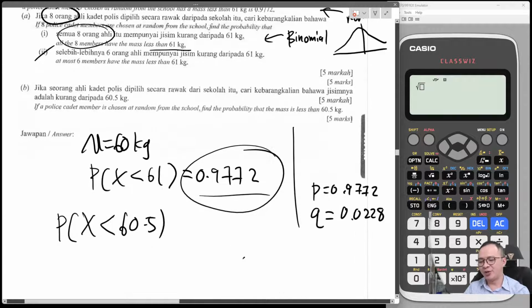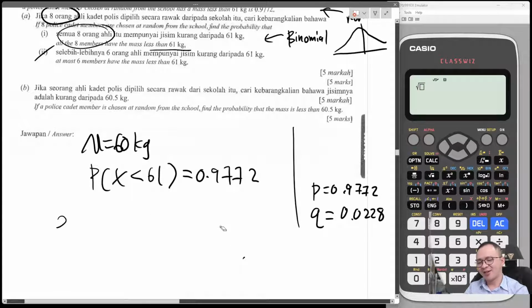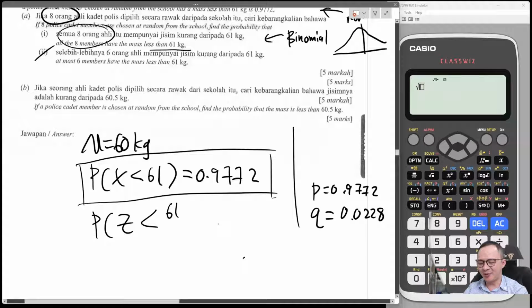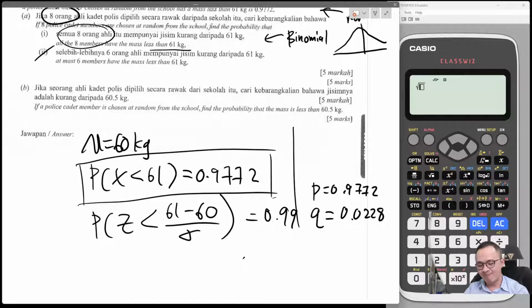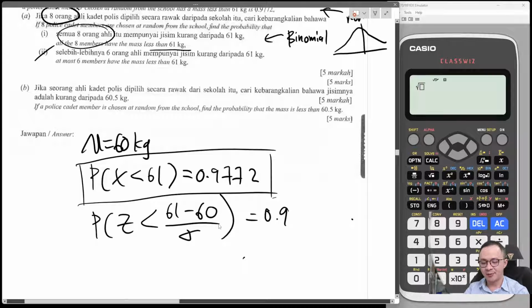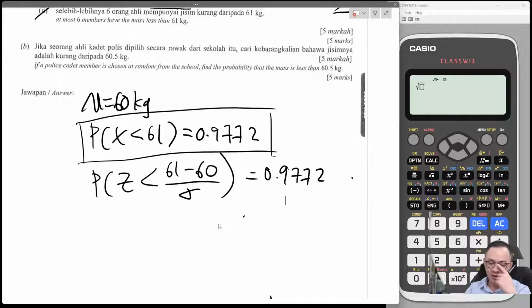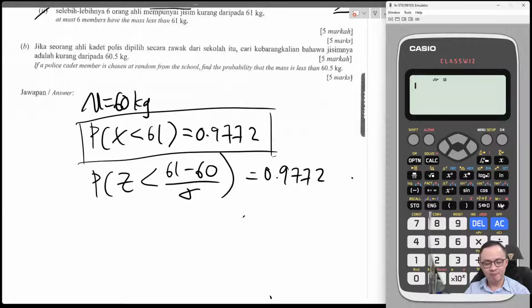Oh yeah, we can use back this thing, isn't it? I'm so stupid, man. I can use this one to find the standard deviation. My brain is stuck. So this one is 61 minus 60 over standard deviation equals 0.9772. By solving this one, I should be able to get the standard deviation. So I will use the inverse normal in the calculator. Of course, you can use a table. So the area is 0.9772.